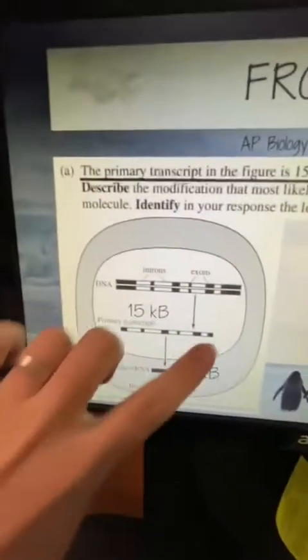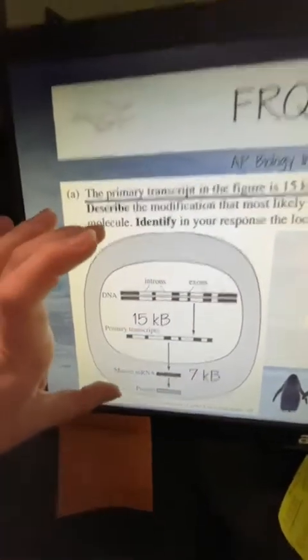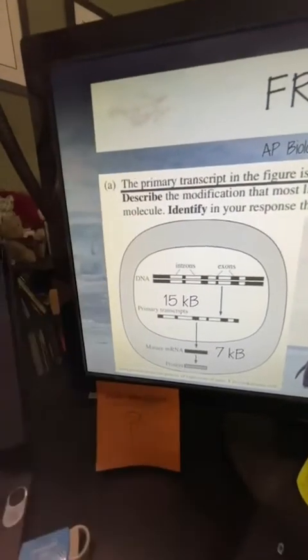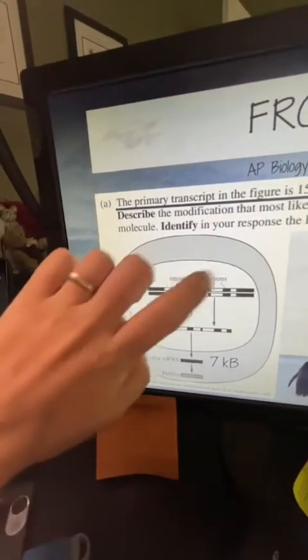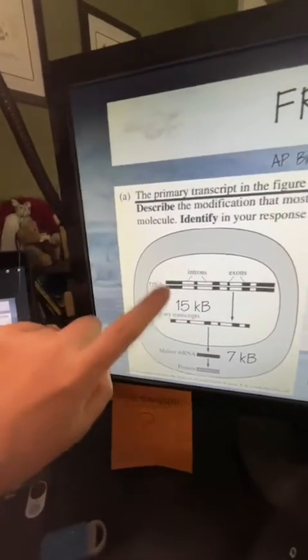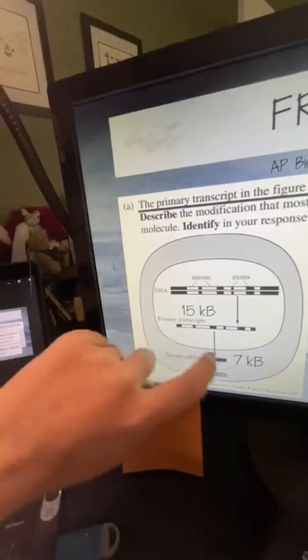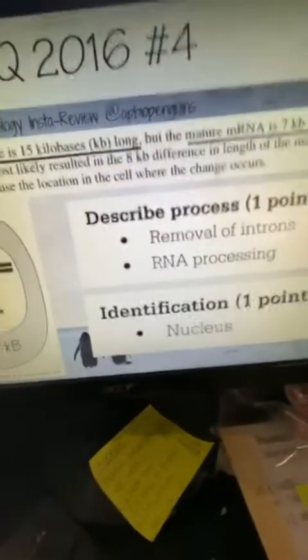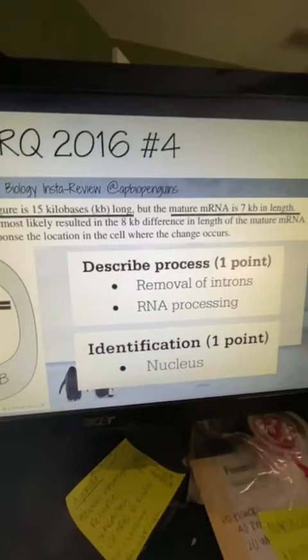Okay. And then it says identify the location in the cell where this change occurs. I can see that there's a circle, right? If I was looking at a cell, what is the membrane-bound structure on the inside of the cell in which DNA is found? Logically, going from DNA to some type of transcript, this is all occurring within some type of circle. And I know that DNA is within your nucleus, so I would say that this happened within the nucleus. Now again, that one probably took a little bit of knowledge, but you could have at least gotten that first point knowing that the introns were removed.